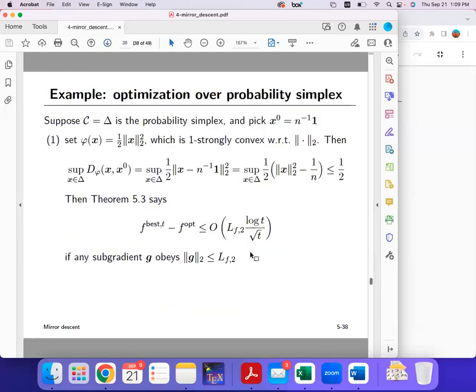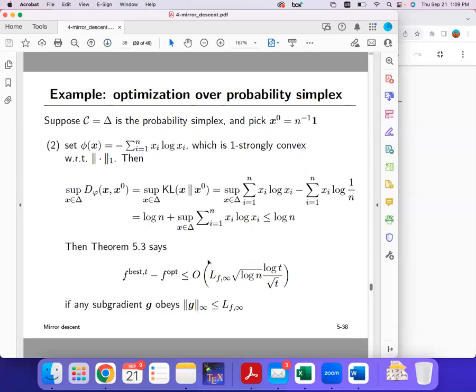Right. So this is case 1. In case 1, we have this rate and it's about the L2 norm. This Lipschitz constant is defined as the bound for the L2 norm of the subgradients. And here this Lipschitz constant is the bound for the infinity norm of the subgradients. Of course, we have an additional factor of square root of log n, but this is not very big.